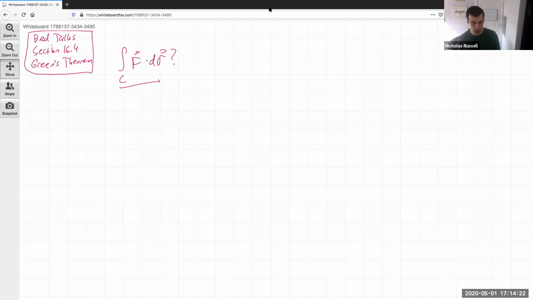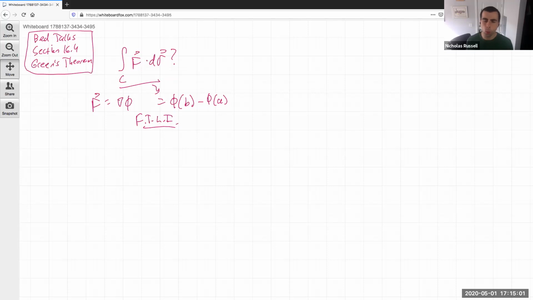Now, what we saw last section, which is pretty cool, is that if I have some very specific types of vector fields, mainly a conservative vector field, where I have a potential function whose gradient is equal to my vector field, then this can be evaluated as my potential function at my endpoint minus my potential function at my starting point. This was the fundamental theorem of line integrals, and it allows us to calculate things very quickly, especially if we have some type of function like this.